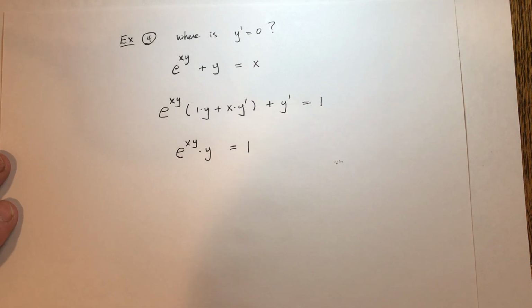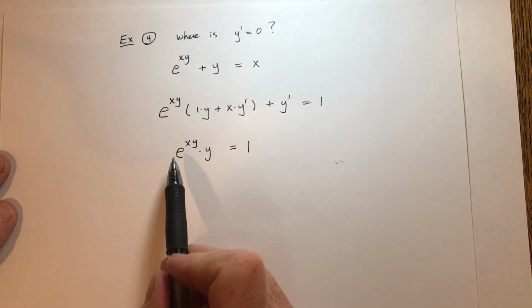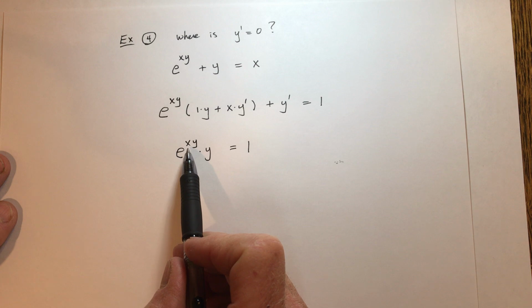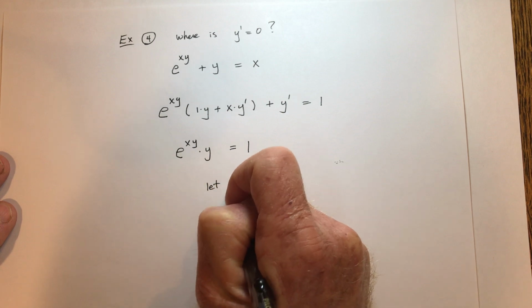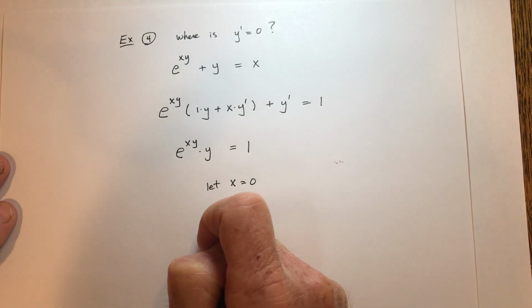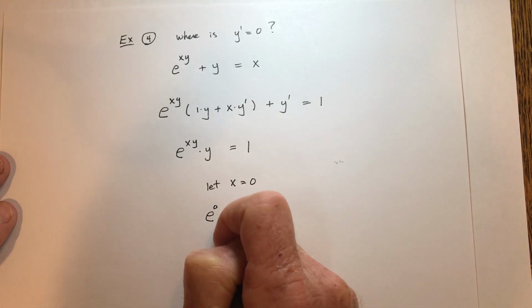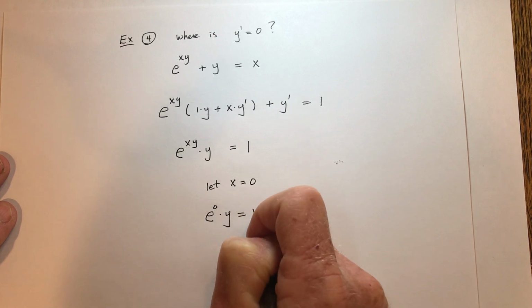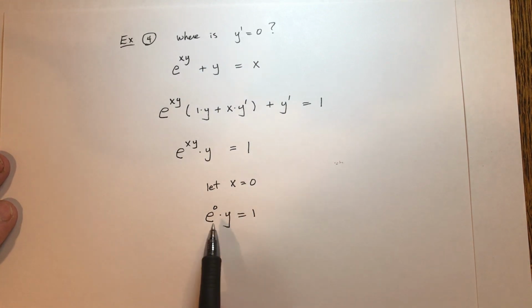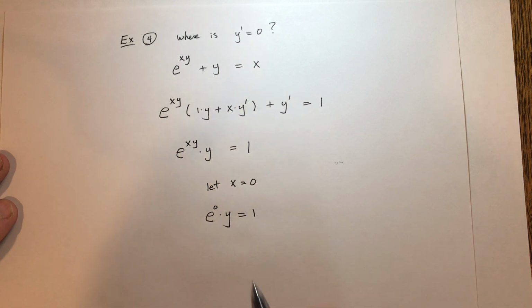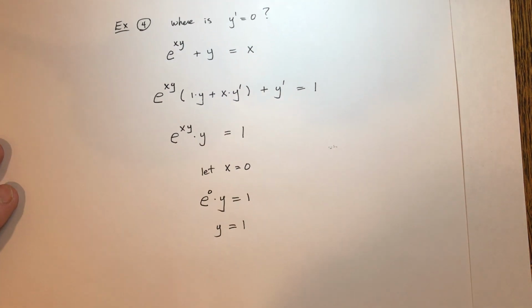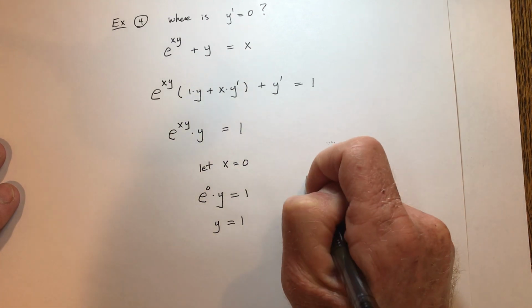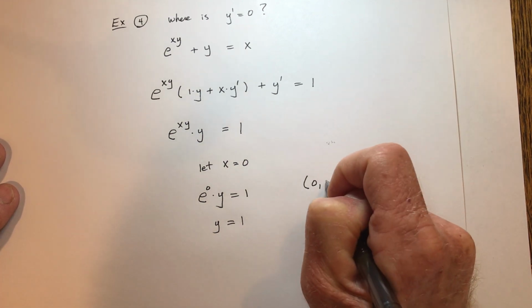So, when does this equal 1? Well, I know that e to the 0 equals 1. So if I make x equal to 0, it would look like this. E to the 0 times y equals 1. Well, e to the 0 equals 1, which then means that y equals 1. So my final answer is actually a point, (0, 1).